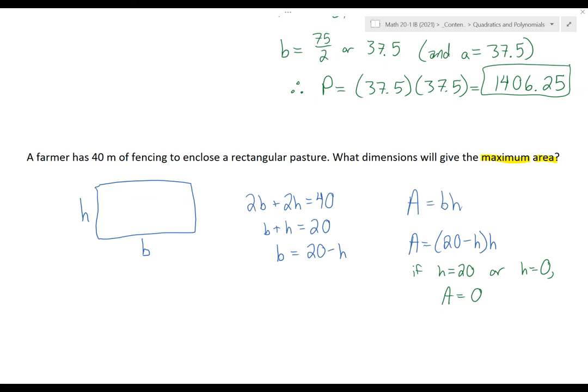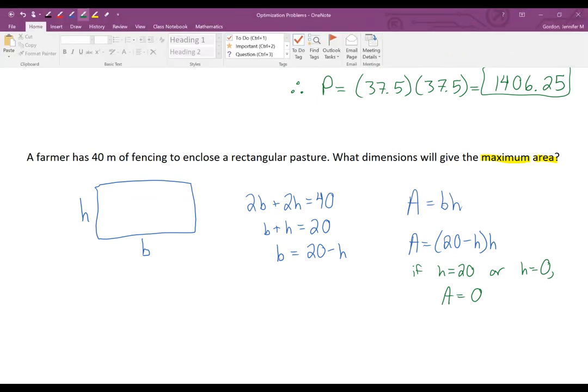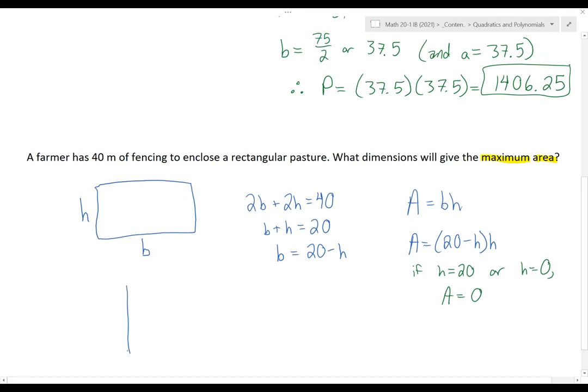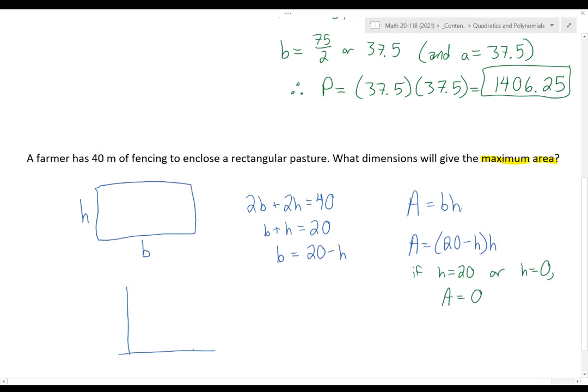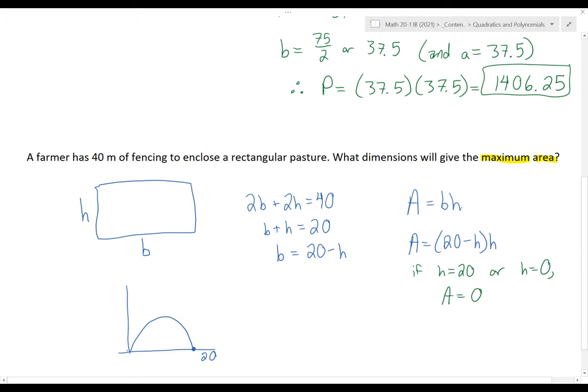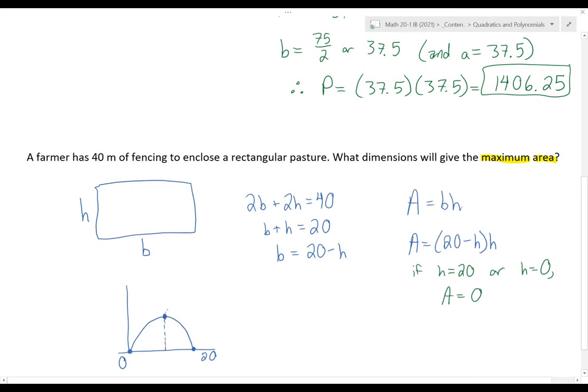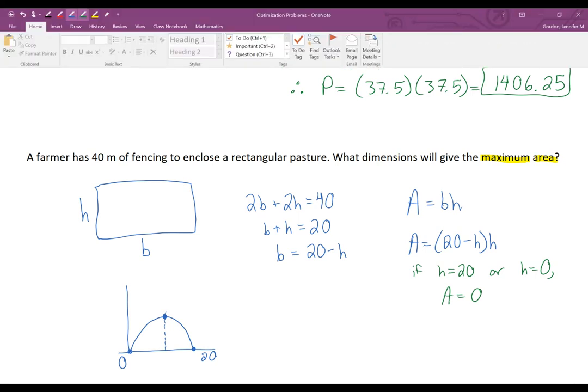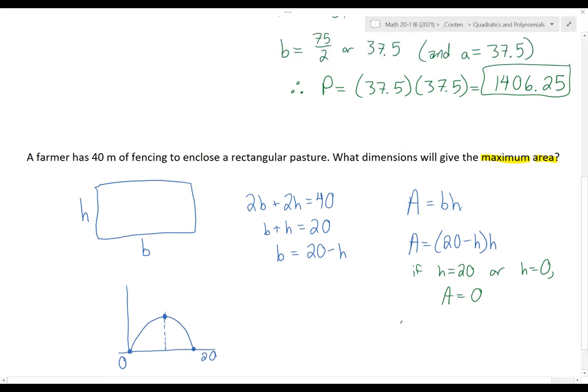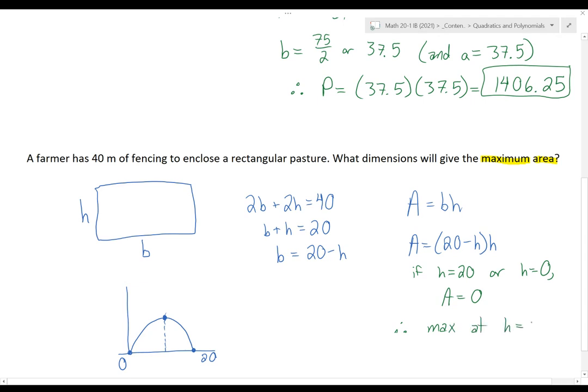In this context, b and h cannot be negative. So my parabola doesn't continue on infinitely. In the previous case, when I sketched it, I drew arrows. But in this case, if I wanted to sketch it, I would actually have to stop. That's 20. That's 0. It doesn't exist anywhere else. But the important part to note is that the maximum will occur in the middle. So the maximum is going to occur when h equals 10. So max at h equals 10.